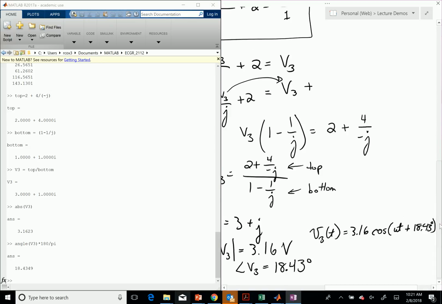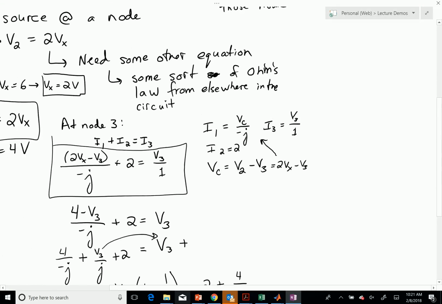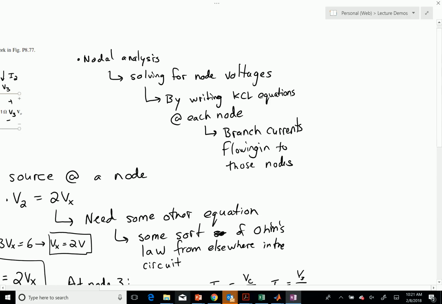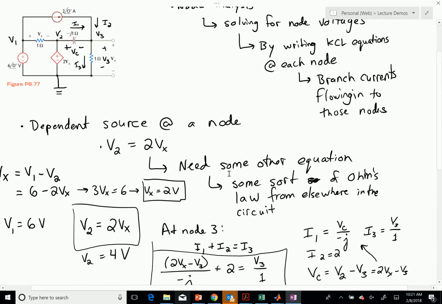The critical thing in this problem was, if I'm doing nodal analysis, I need to recognize that I'm solving for node voltages. I'm doing it by writing KCL equations at each node, in terms of the branch currents flowing into those nodes. Whenever I have a dependent source at a node, like I do here, I'm going to need to create some other equation from the circuit to be able to do that.